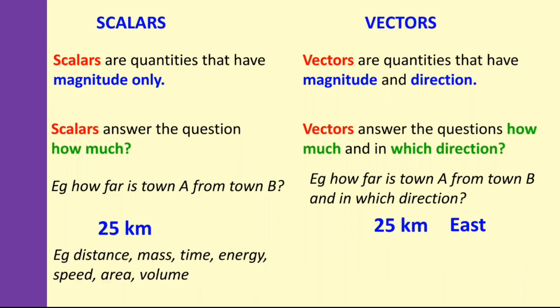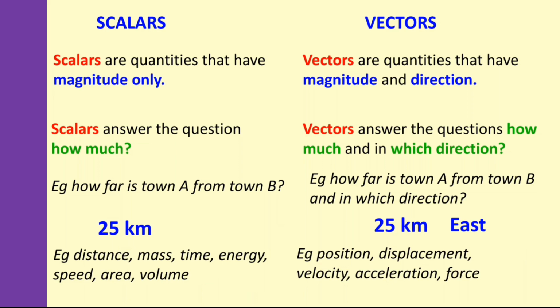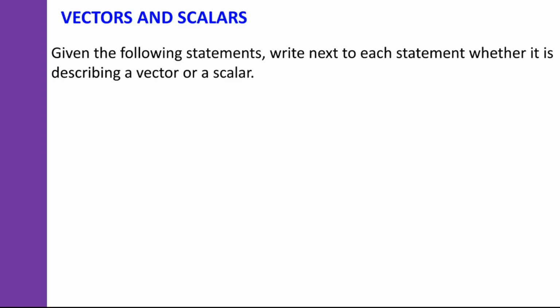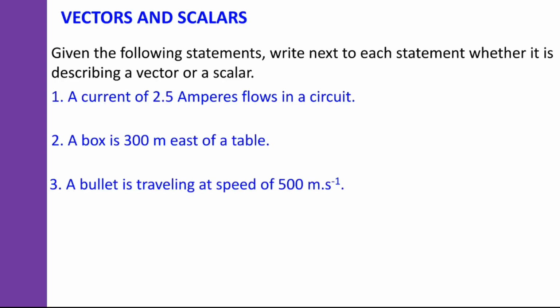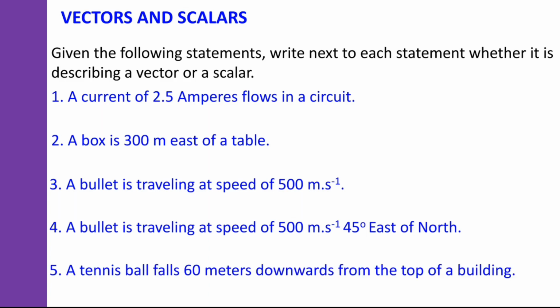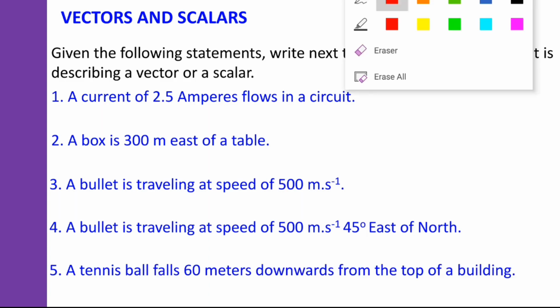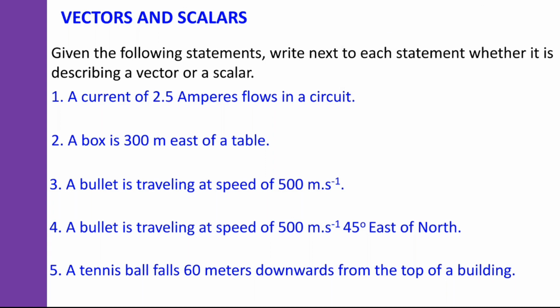Okay. Now, examples of scalars are distance, mass, time, energy, speed, area, and volume. Examples of vectors are position, displacement, velocity, acceleration, and force. Now, we're given the following statements and we're asked to write next to each statement whether it is describing a vector or a scalar. In other words, is the statement talking about a vector or a scalar?